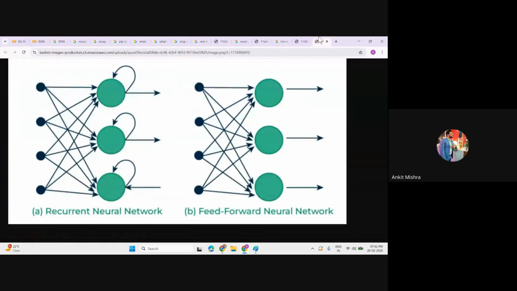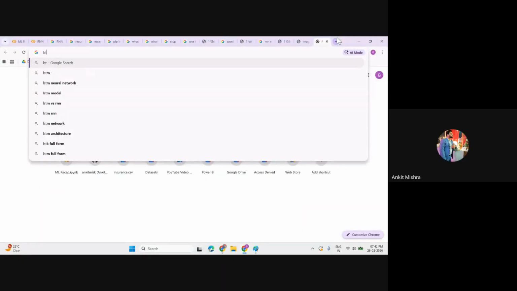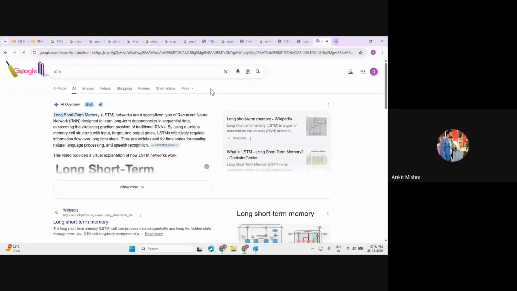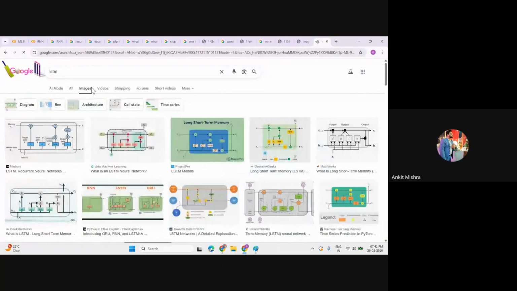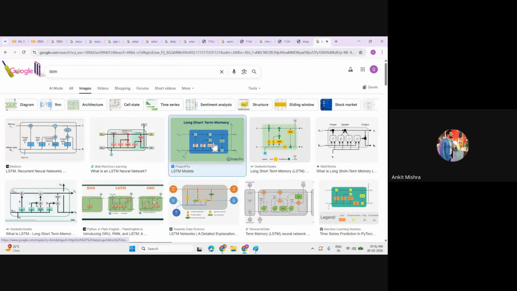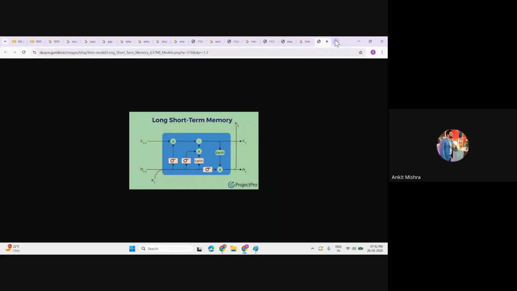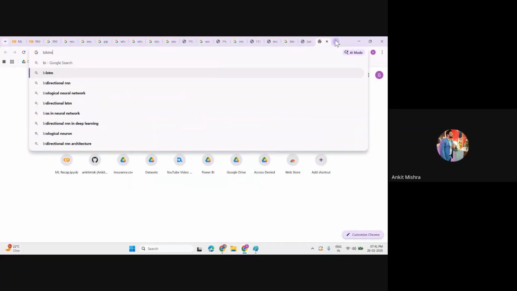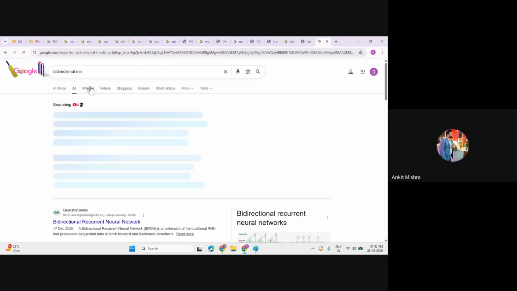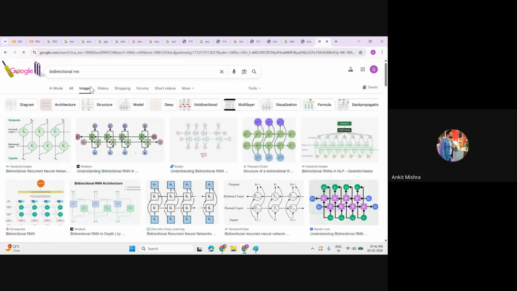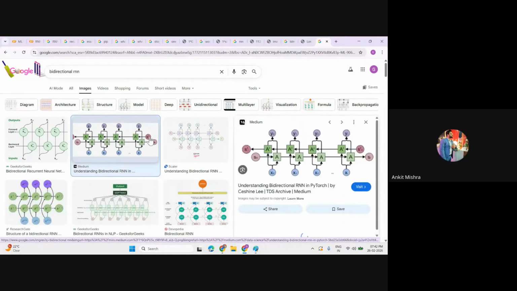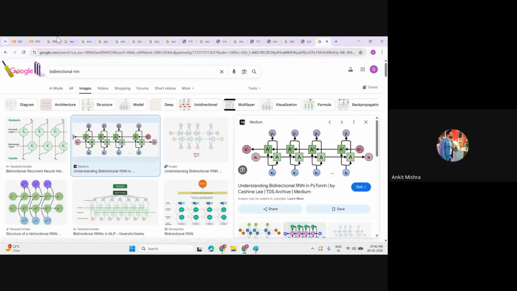And that's where another model came into the market, called LSTM. LSTM is long short-term memory. This is the upgraded version of the RNN neural network. And we have another RNN called bidirectional RNN. Let me just write this. Bidirectional will try to learn the pattern in both the forward and backward directions. So this is my bidirectional RNN.